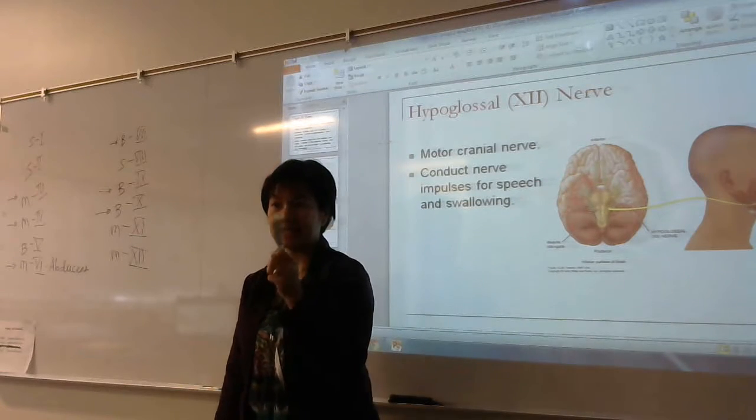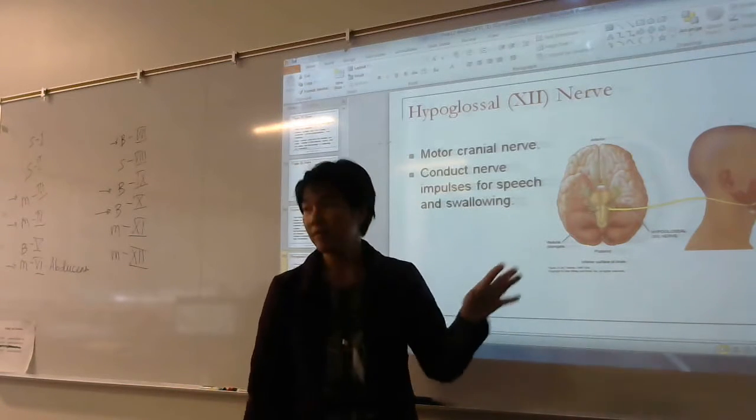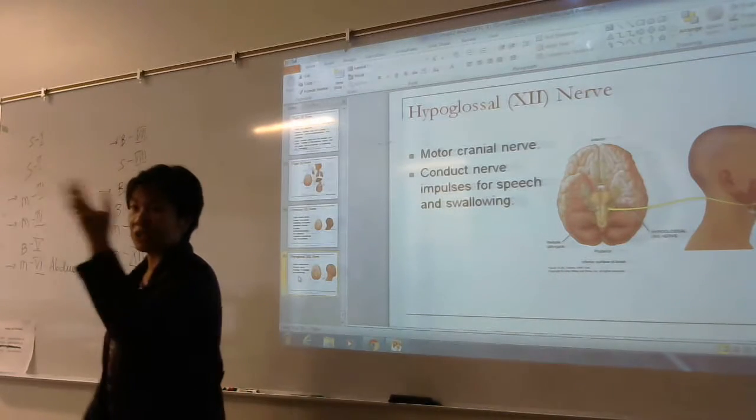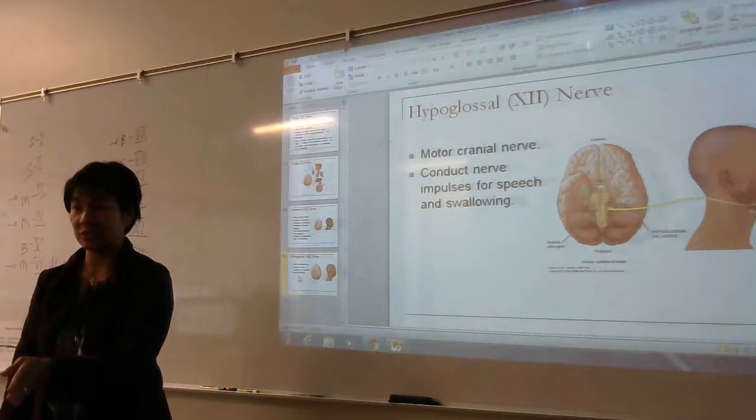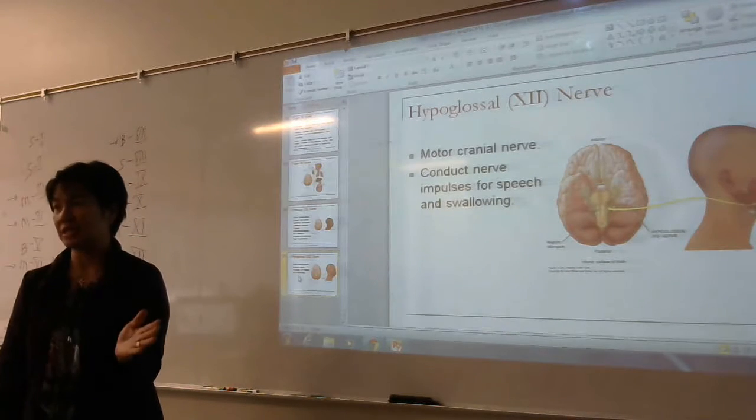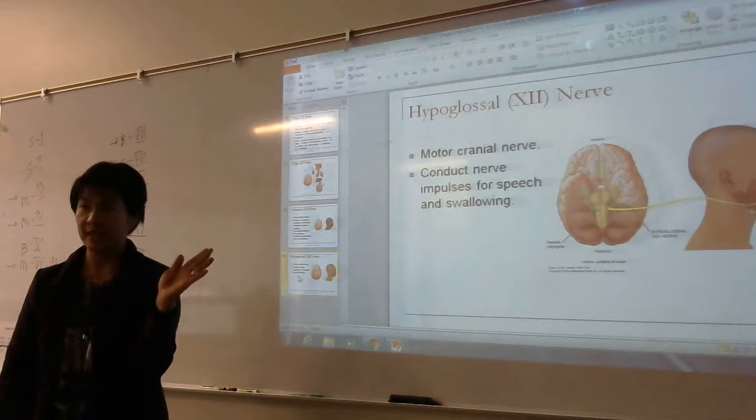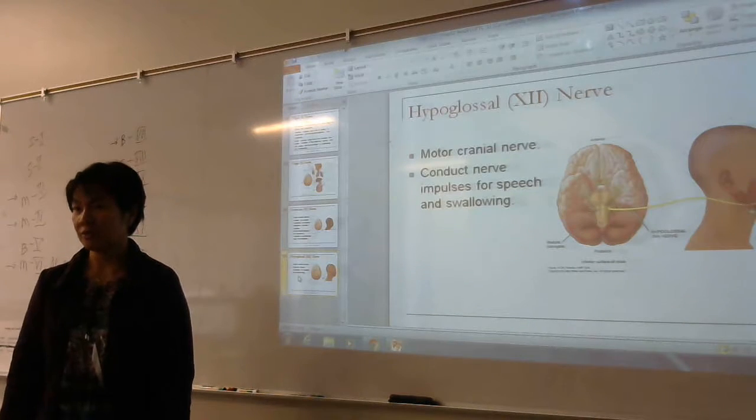But what is the test that's specific for this cranial nerve? Stick your tongue out. When you stick out your tongue, it should be in the center, not moving to the right or to the left. If you see that in some patients, you know that's the damaged nerve.